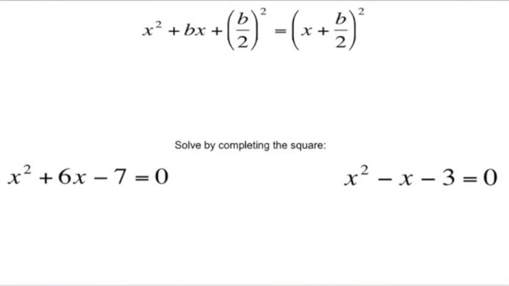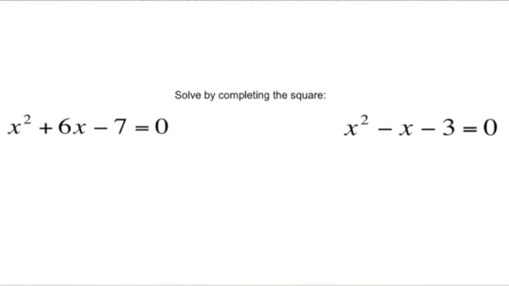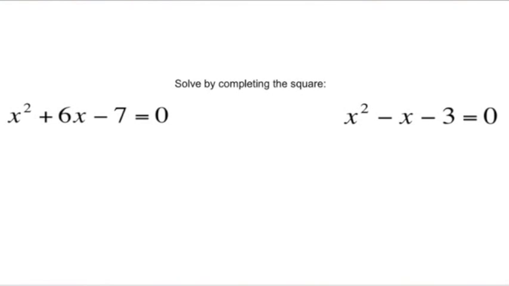So what does this mean, really? Well, let's take a look at x squared plus 6x minus 7. And what we're going to do is complete the square in order to solve this. So the first thing I need to do is move the constant to the right-hand side. So that's going to get me x squared plus 6x equals 7. So now on the left-hand side, you'll notice that it's not complete. I have x squared plus 6x. I need to complete it in order to make it a perfect square trinomial.